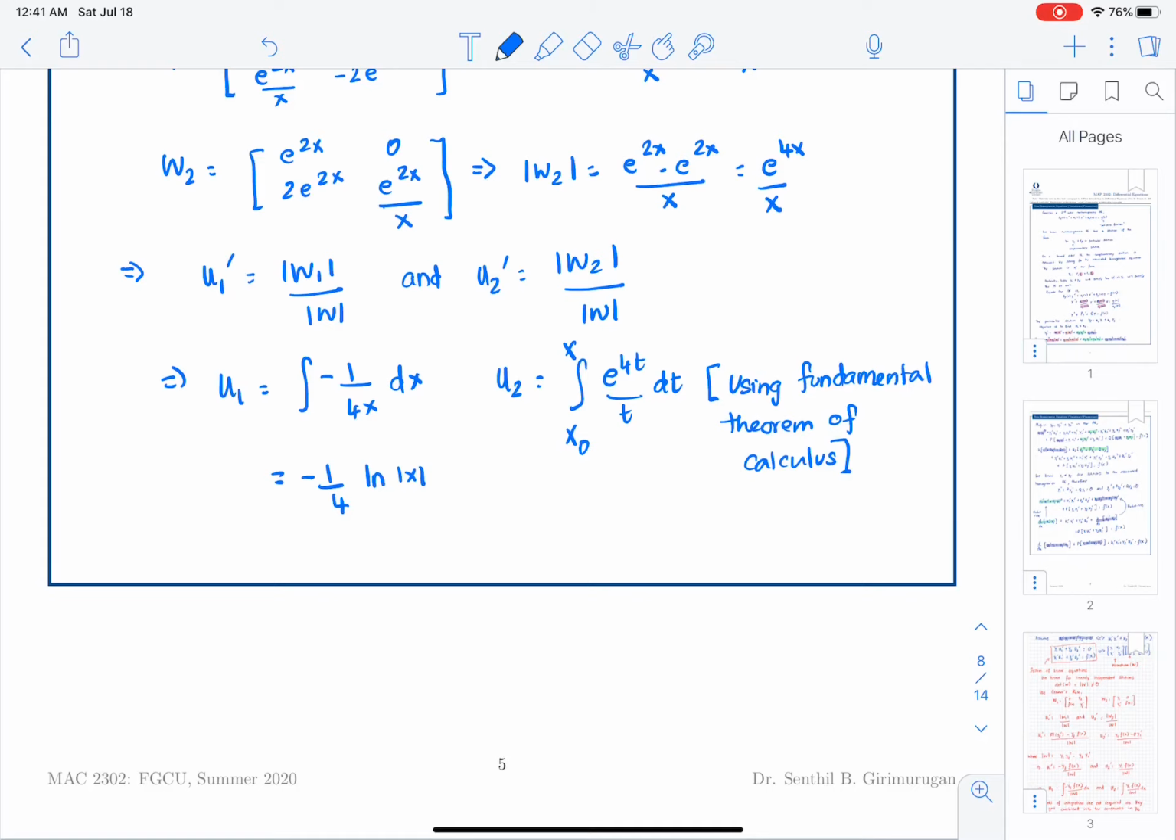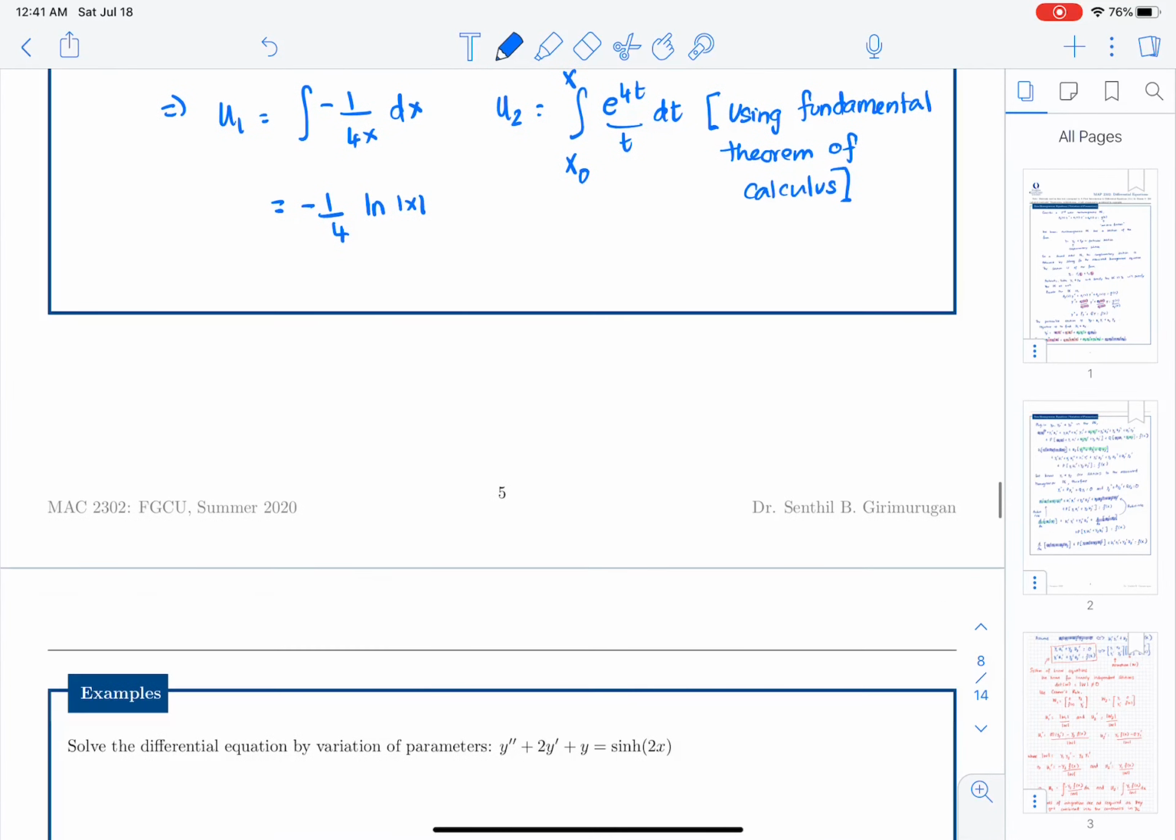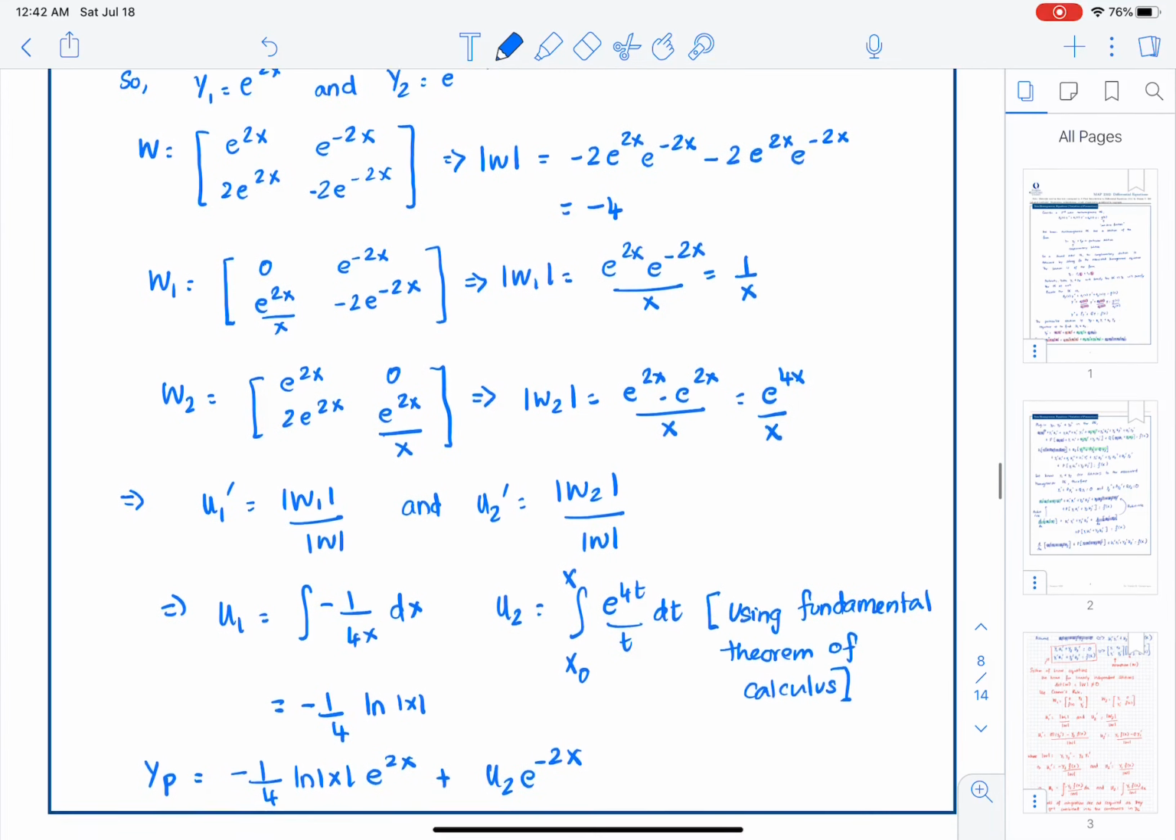Or you can just leave it as an integral. It's entirely up to you. So y_p, the particular solution, is negative 1/4 ln of x multiplied by e^x plus u2 e^(-2x). We will just leave it as is.